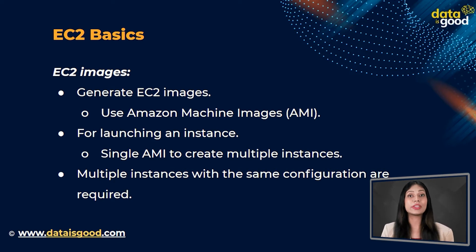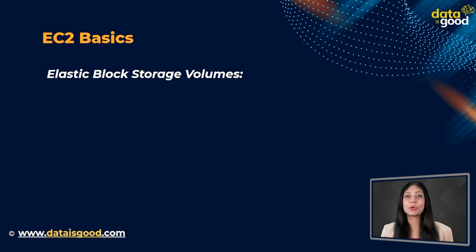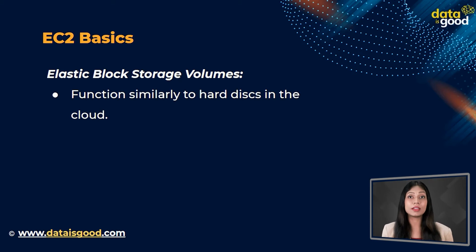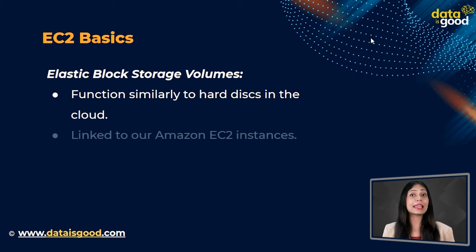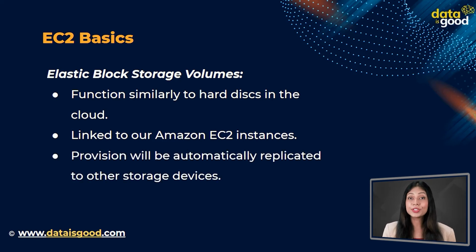Now, the third term of EC2 is Elastic Block Storage Volumes. Elastic Block Storage Volumes function similarly to hard disks in the cloud. They can be linked to our Amazon EC2 instances. We can install operating systems and software on them, or we can also use them to host dynamic websites such as WordPress. To provide redundancy and high availability, every Amazon EBS volume that is provisioned will be automatically replicated to other storage devices in the same availability zone within the AWS region.